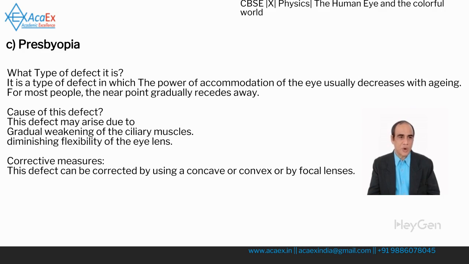Presbyopia is an age-related defect where the eye's power of accommodation decreases, causing the near point to recede. This occurs due to weakening ciliary muscles and reduced lens flexibility. Corrective measures include using concave, convex, or bifocal lenses to restore clear vision.